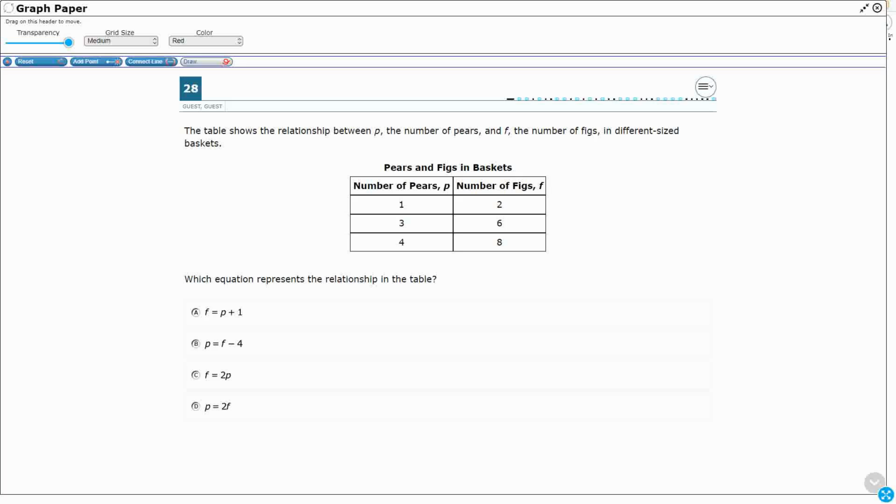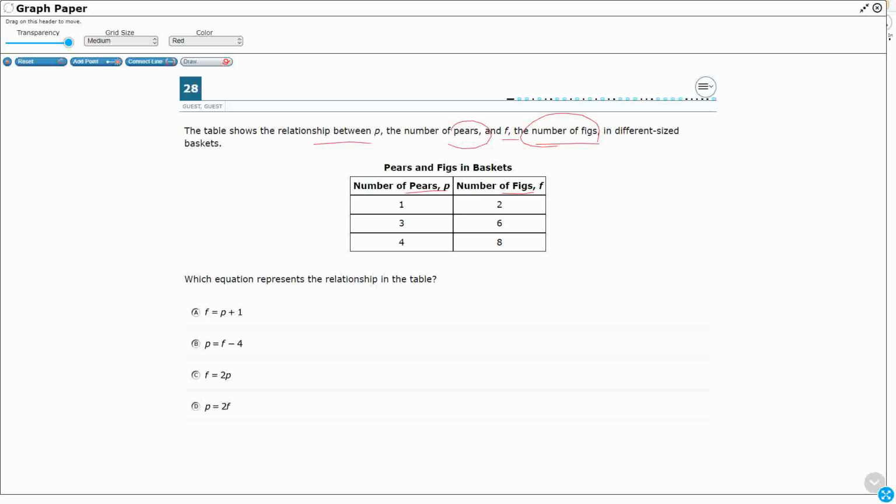All right, so we've got a table here. And there is a relationship between P, pairs, and then F, the number of figs. We need to find the equation that best represents the relationship in this table. Take a look at our pairs: 1, 3, 4. Take a look at the figs: 2, 6, 8.